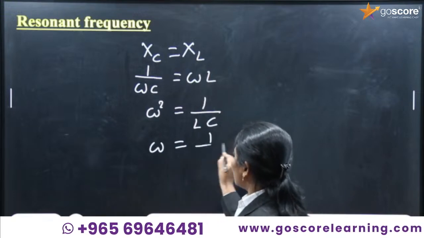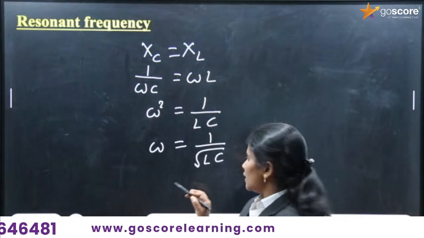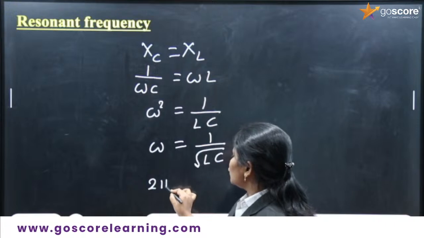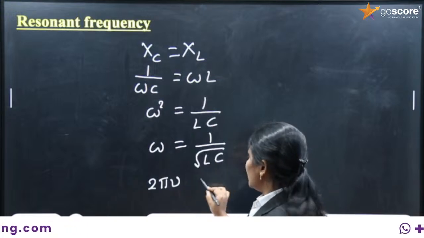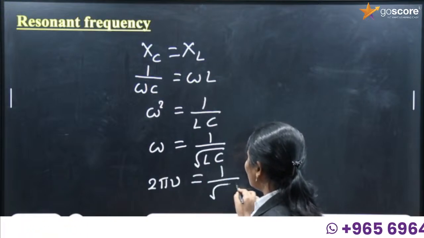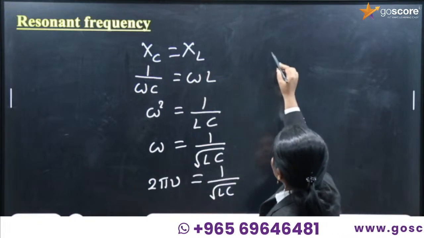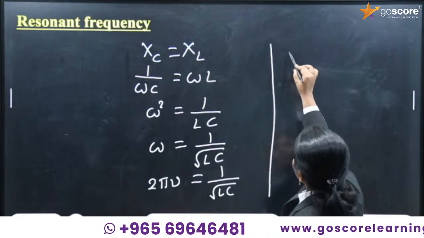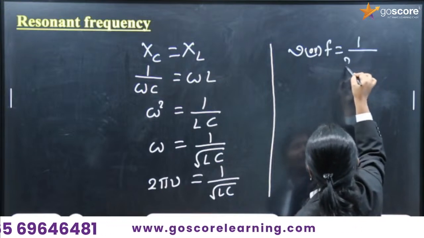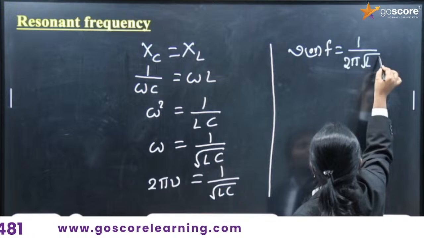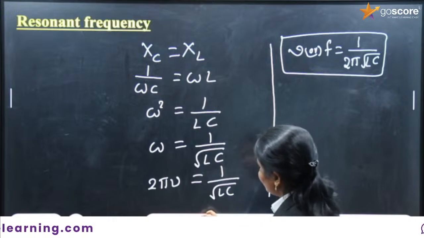Omega is equal to 1 by root of LC. We know that omega is equal to 2 pi f, frequency. 2 pi f is equal to 1 by root LC. Therefore, frequency f is equal to 1 by 2 pi root LC. This is the resonance frequency equation.